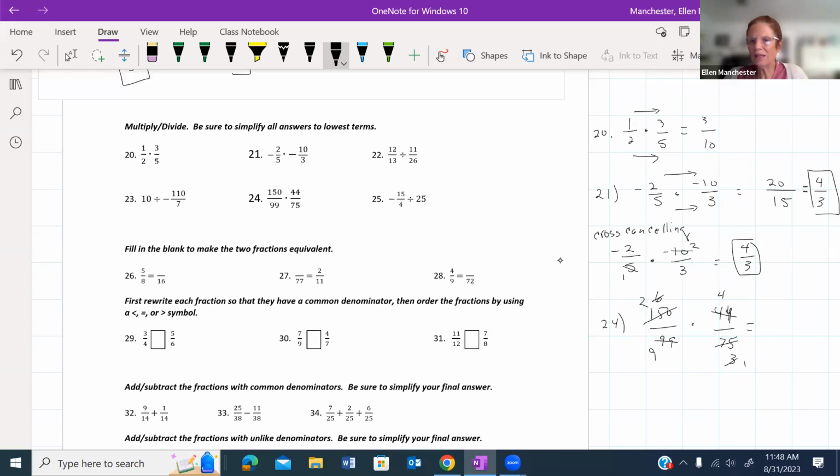And then I look again, is there any top with any bottom that I can cross cancel? And it's all good. So as soon as I'm completely done cross canceling, reducing those values, now I multiply straight across. 9 times 1 is 9. And there is my answer. So you're doing all of your reducing first. And it just saves a lot of time. You get real good at it. So just remember, any top with any bottom. Okay.